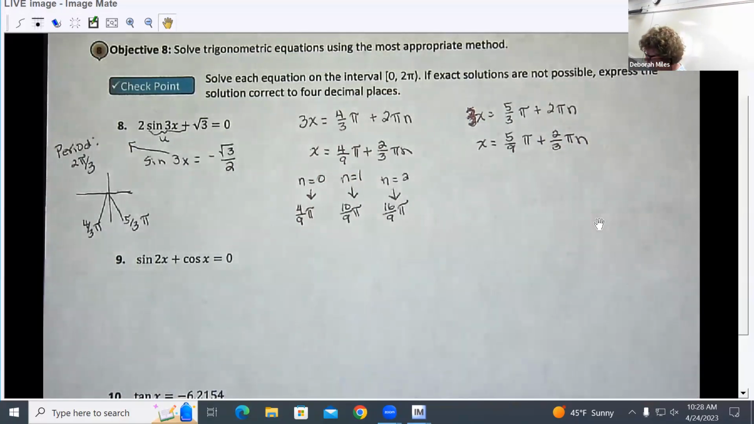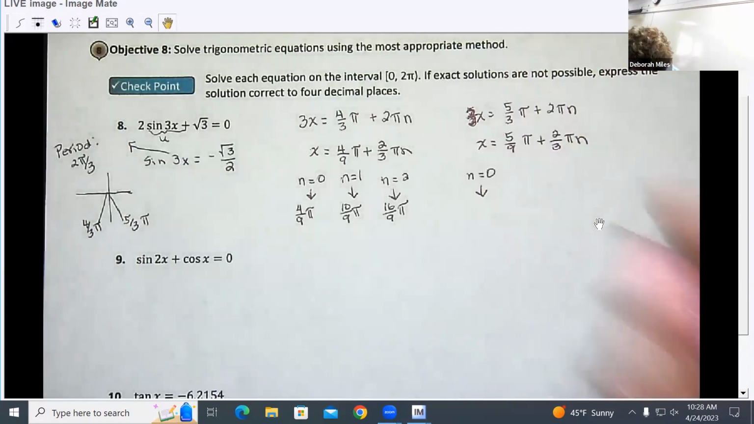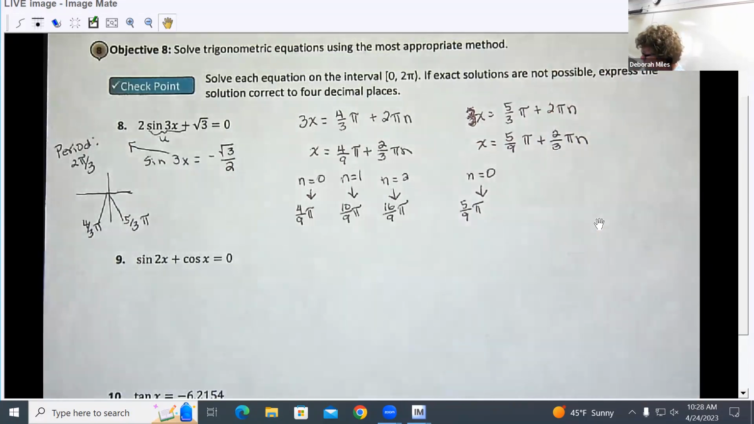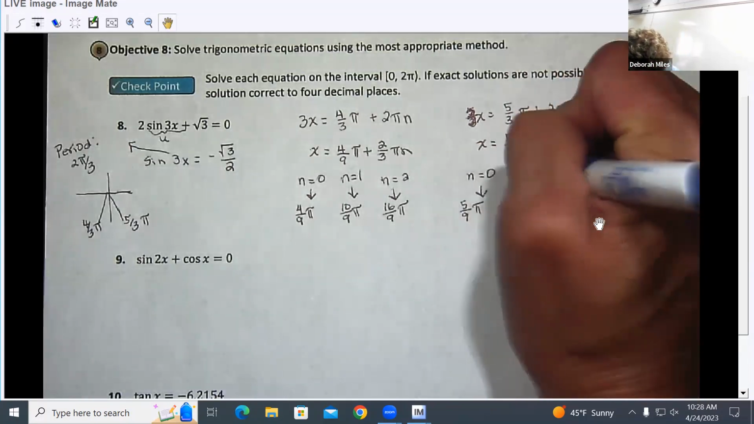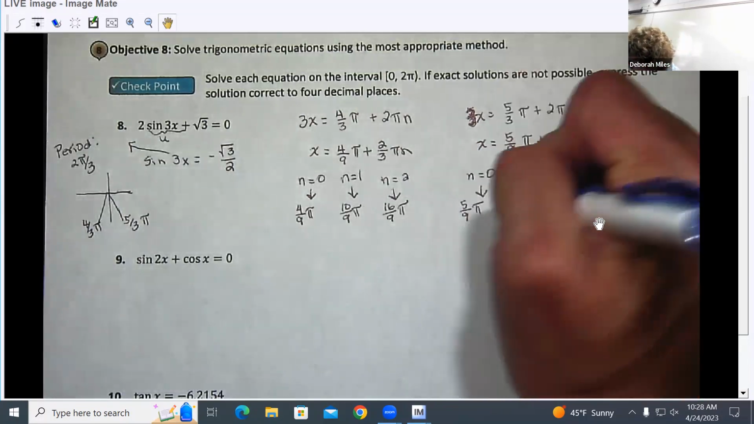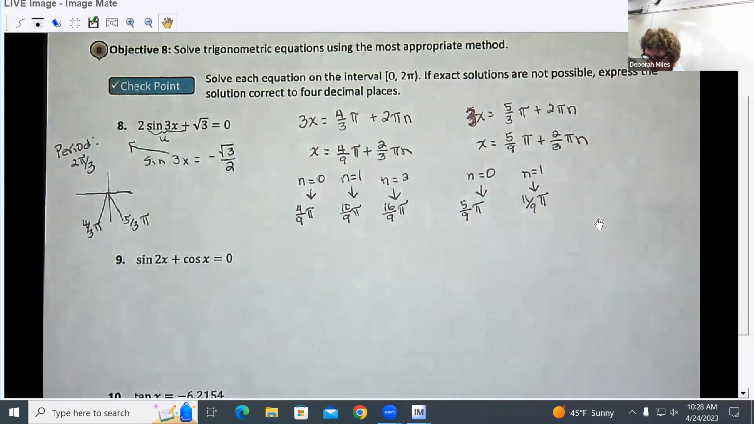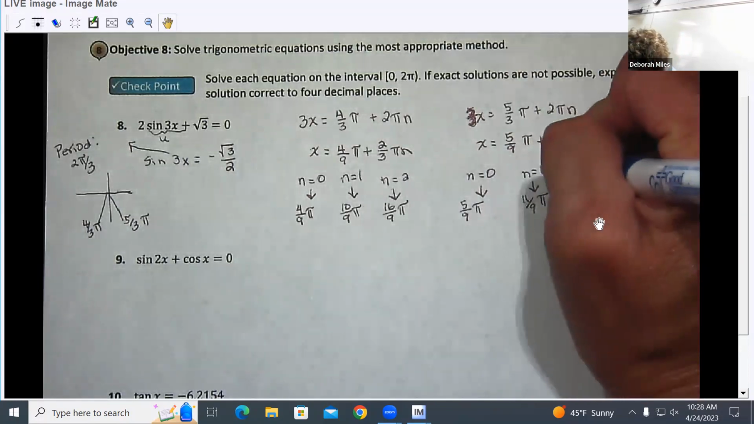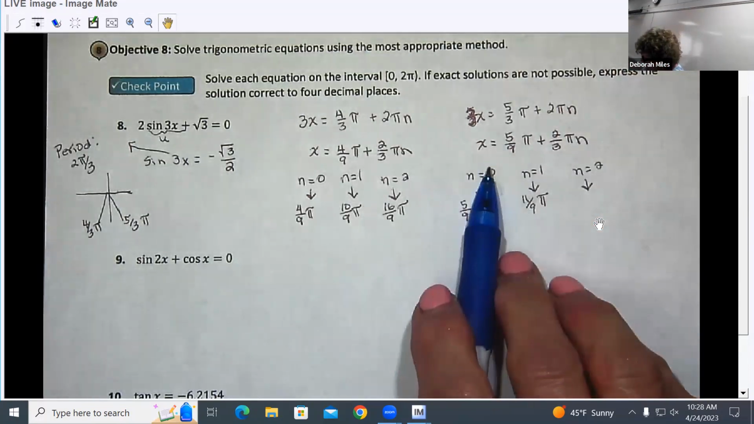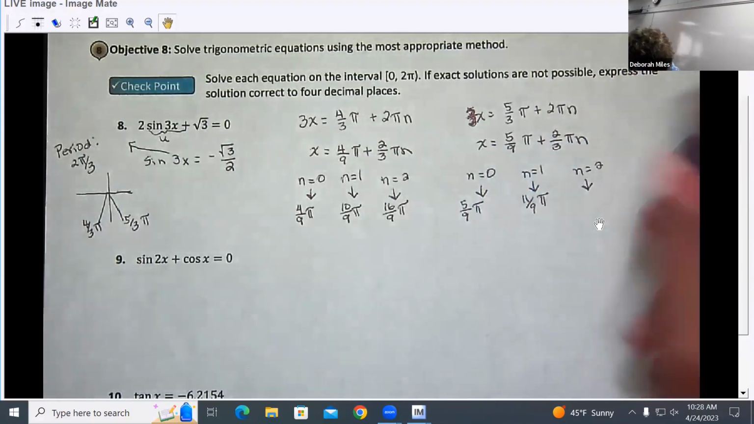And I'm going to do the same thing with my other equation. When I let n be 0, I would just get 5/9 pi. When I let n be 1, I'd have 5/9 plus 6/9 is 11/9. Right? And when I let n be 2, that would be 5/9 plus 12/9 is 17/9.